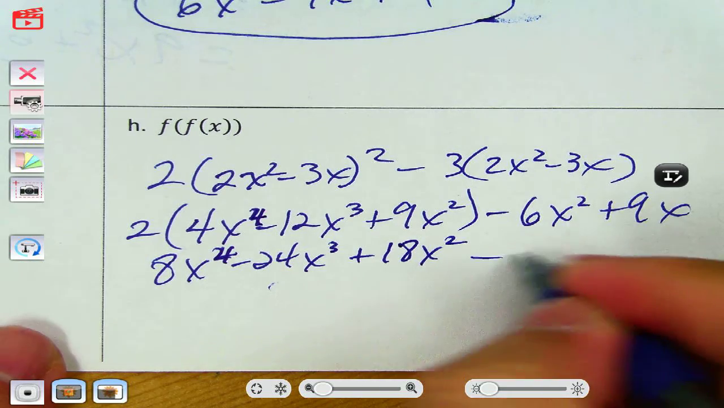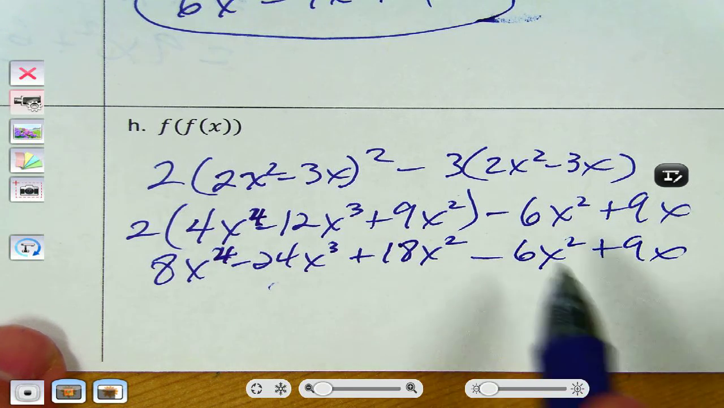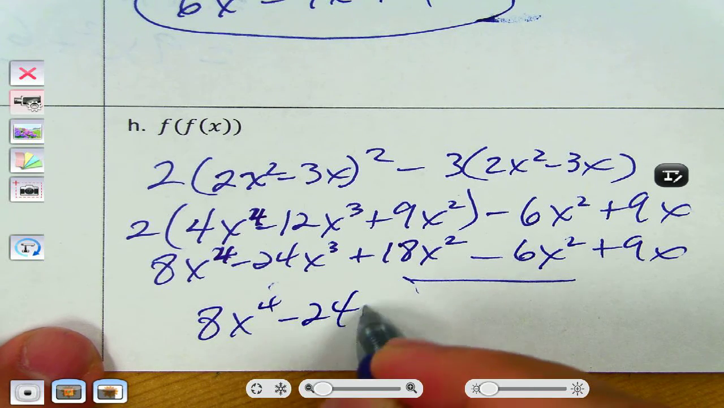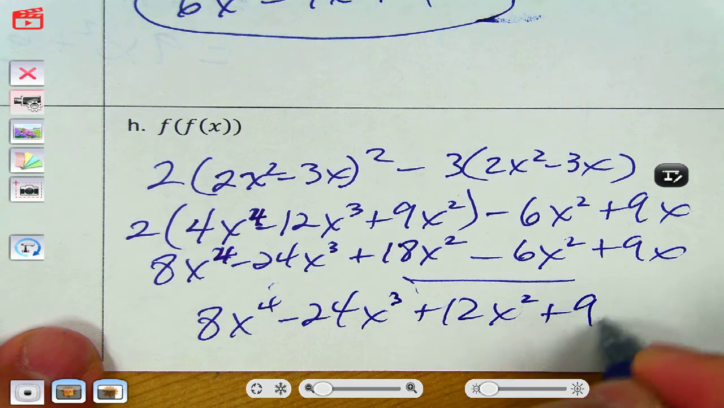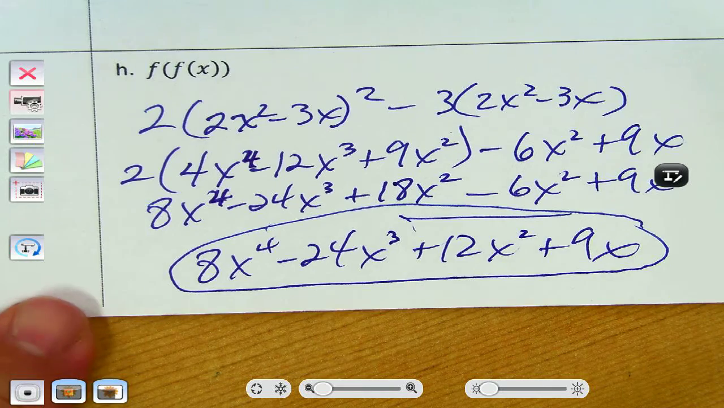Minus 6x squared plus 9x. Combine like terms. You can only combine those two. So it's 8x to the 4th minus 24x cubed plus 12x squared plus 9x. And that's the answer. Alright, that's it.